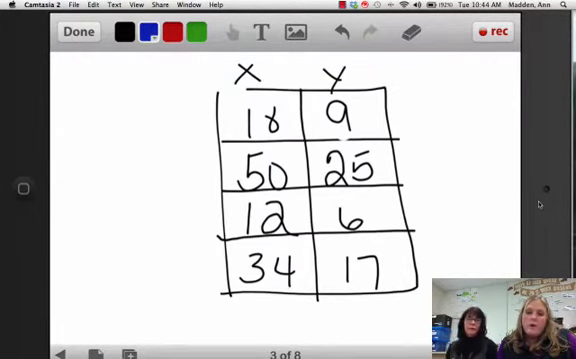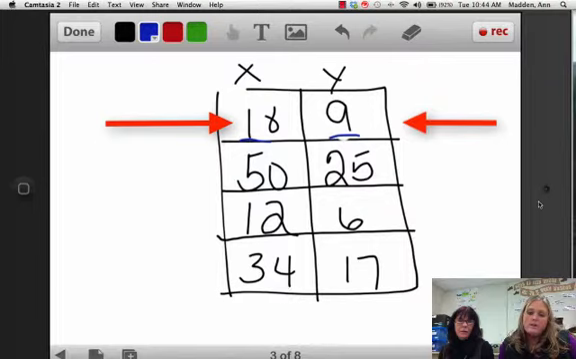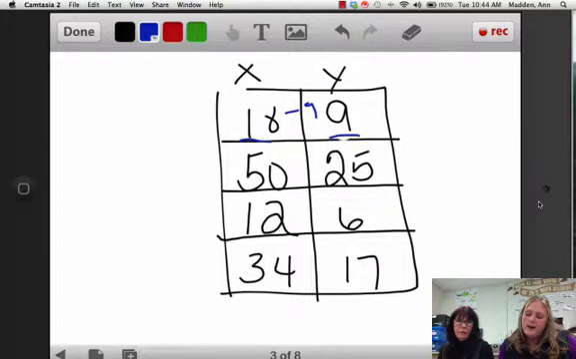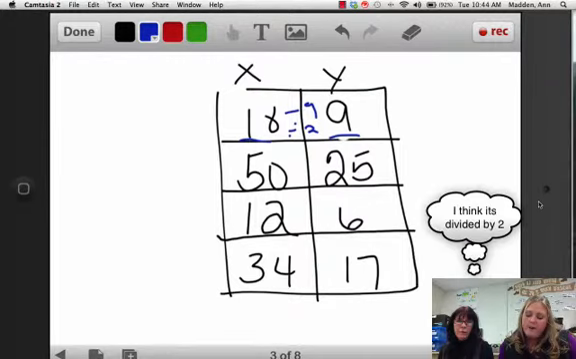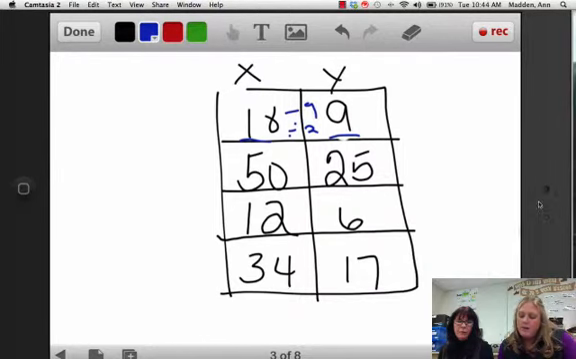I need to figure out what I'm doing for my operation. So like Mrs. Lamori did with the other one, she knew she was going up, so it was either adding or multiplying. I can see I'm going from 18 to 9, so I am decreasing, so it's either subtraction or division. 18 minus 9 is 9, or 18 divided by 2 is 9. So one of those two will probably be my pattern. 50 minus 9 is not 25, but 50 divided by 2 is 25. Let's make sure that it is my pattern.